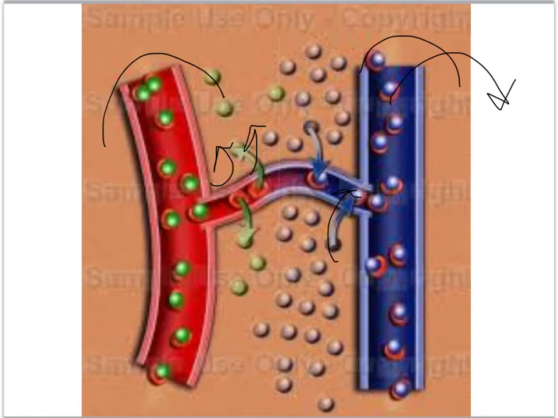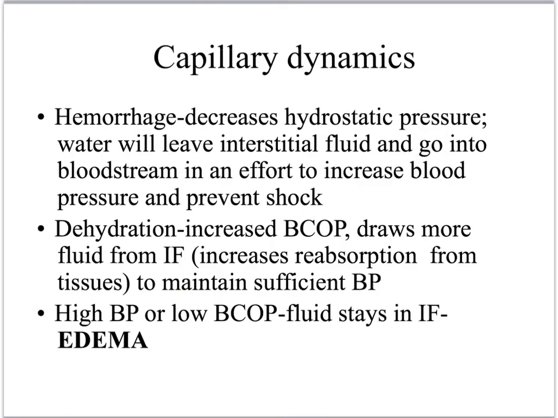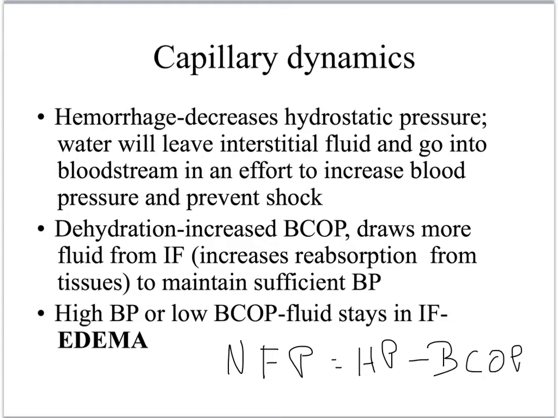You're not making enough proteins. You might have a protein-losing enteropathy where you're losing protein through your intestinal tract, or glomerulonephritis where you're urinating out a lot of protein which you shouldn't be. All these things are going to affect these fluid dynamics. So if you think about the formula, net filtration pressure is equal to your hydrostatic pressure minus a blood colloid osmotic pressure.